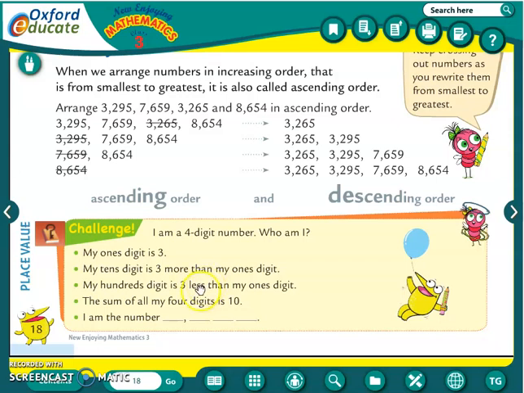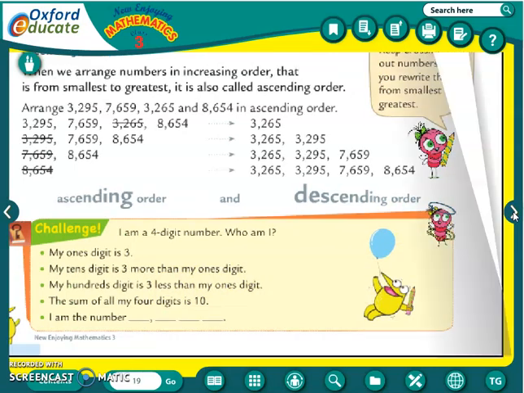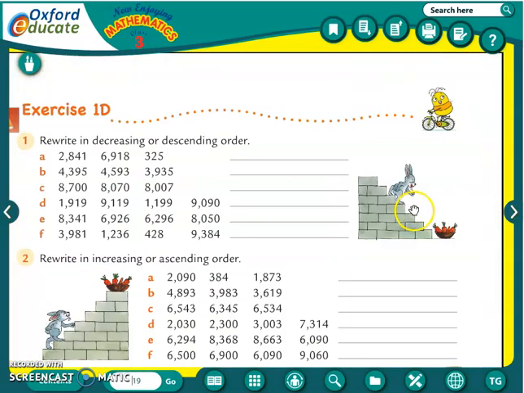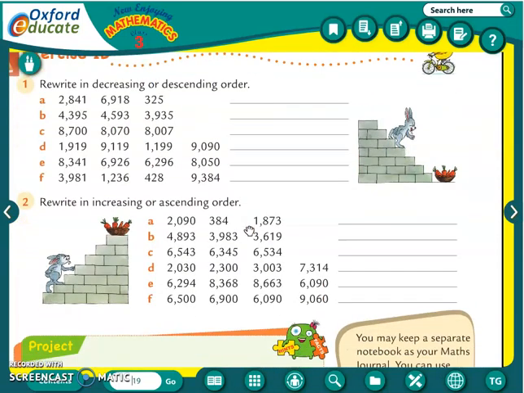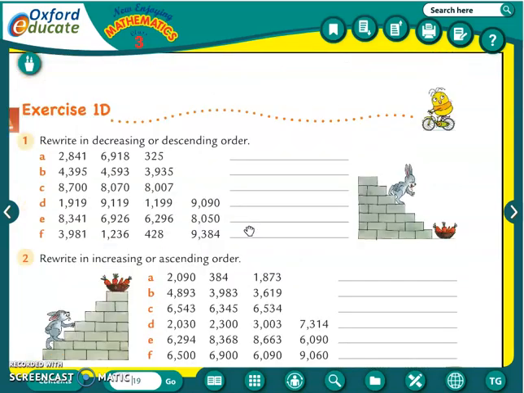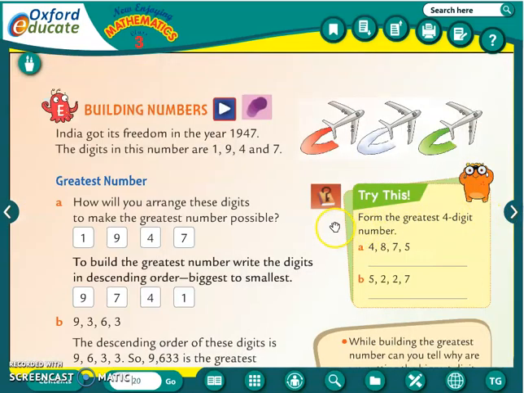And now we will go to the next page. Here is the exercise for ascending and descending order. This we will do in the online class. Okay. And now we will see the next topic for today's paper, today's subject, that is building numbers.